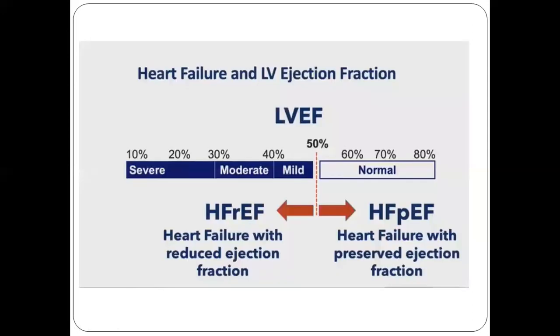Heart failure itself is divided into two types: heart failure with reduced ejection fraction and heart failure with preserved ejection fraction. Heart failure with preserved ejection fraction is when you have an ejection fraction of more than 50%. Reduced ejection fraction is when you have an ejection fraction of less than 50%, which is again divided into mild, moderate, and severe. Mild means an ejection fraction of 40 to 50%, moderate is 30 to 40%, and less than 30% is called severe.